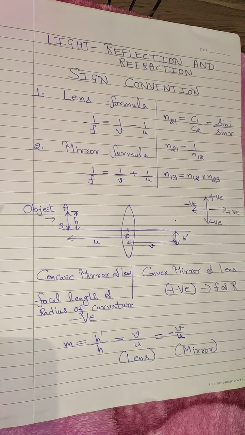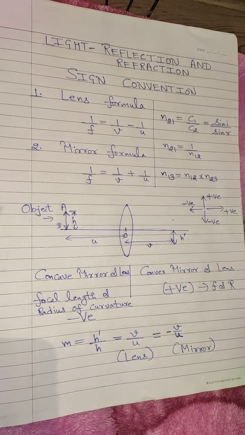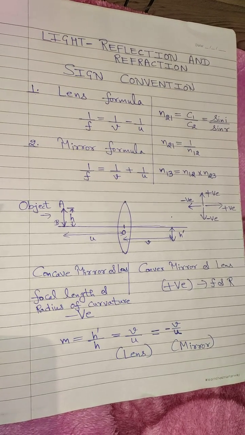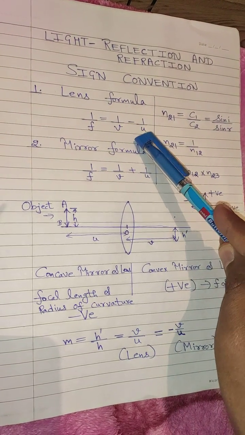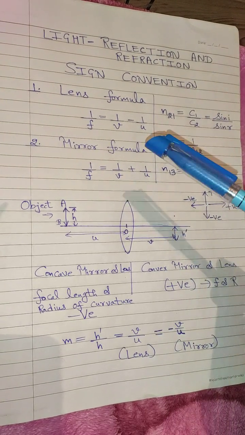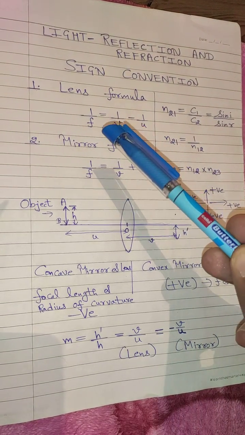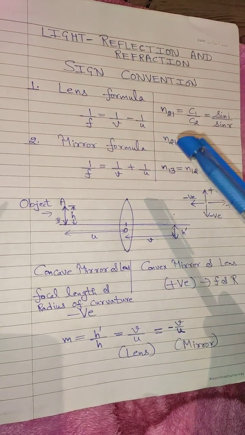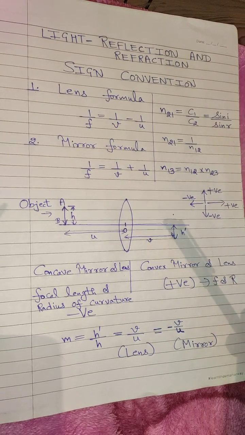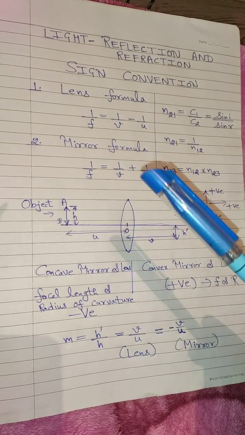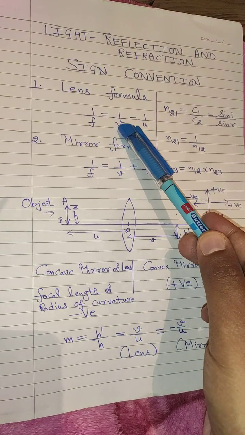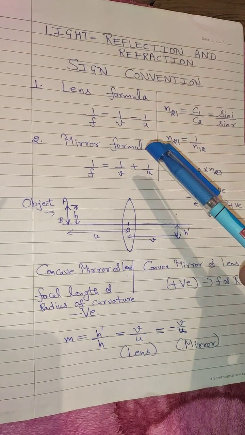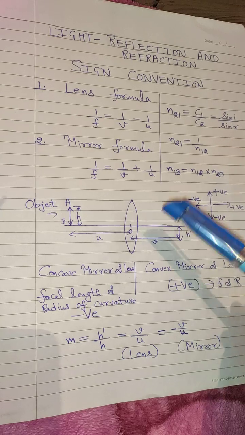In the first sign convention we have the formula of the lens, which is called the lens formula. Here you can see the lens formula is 1/f = 1/v - 1/u. Here f is the focal length and v is the distance of the image formed.